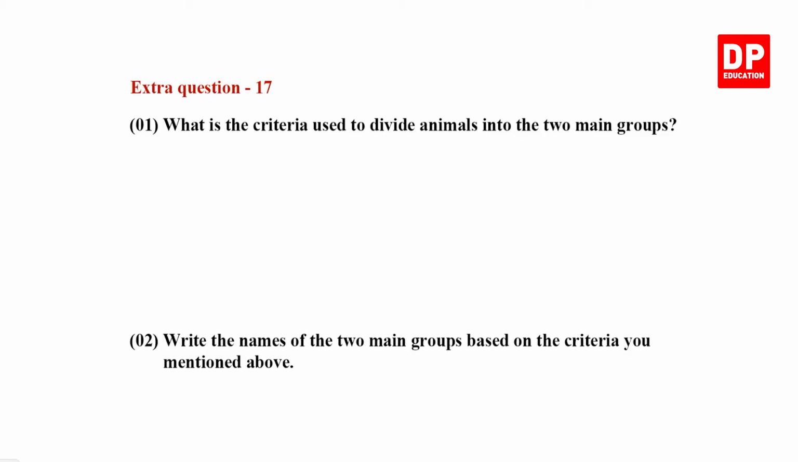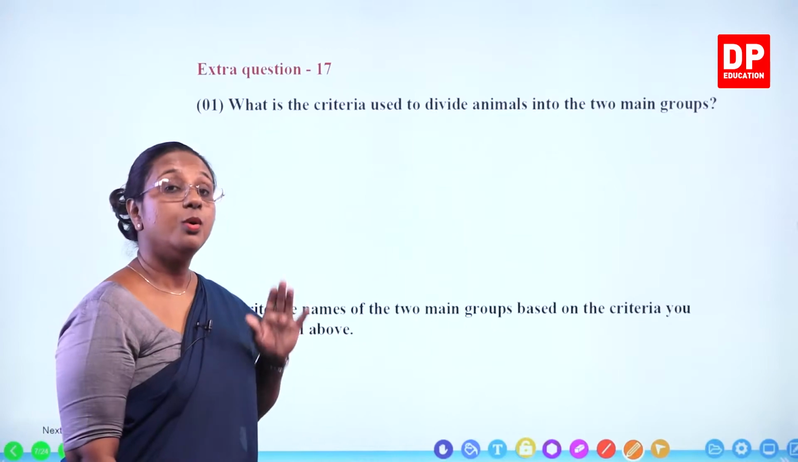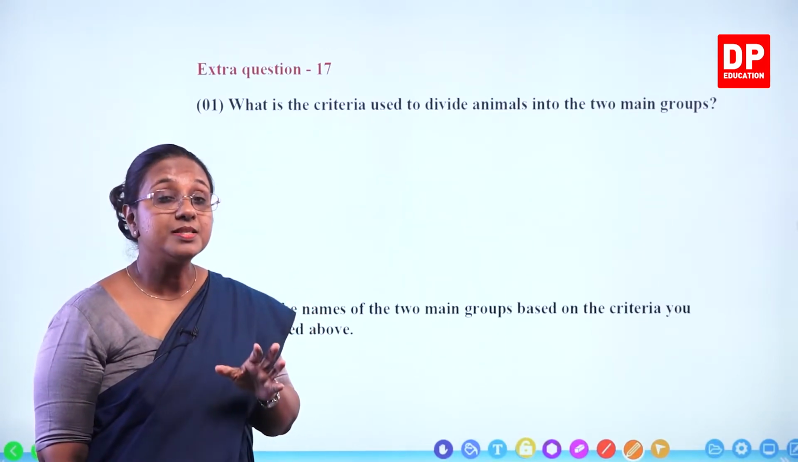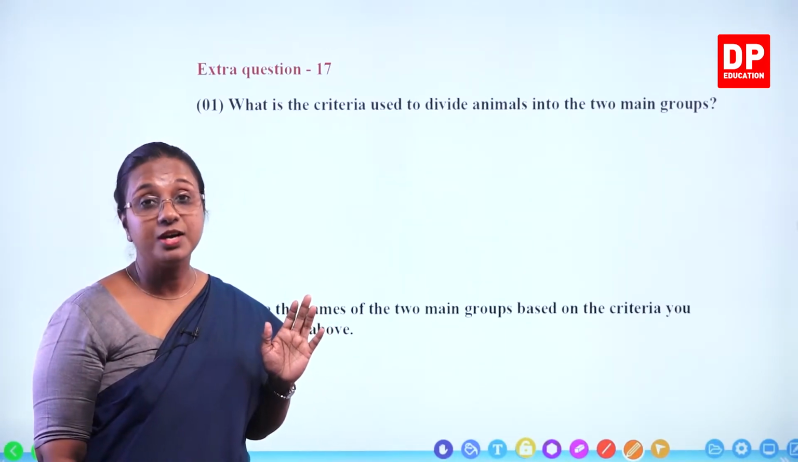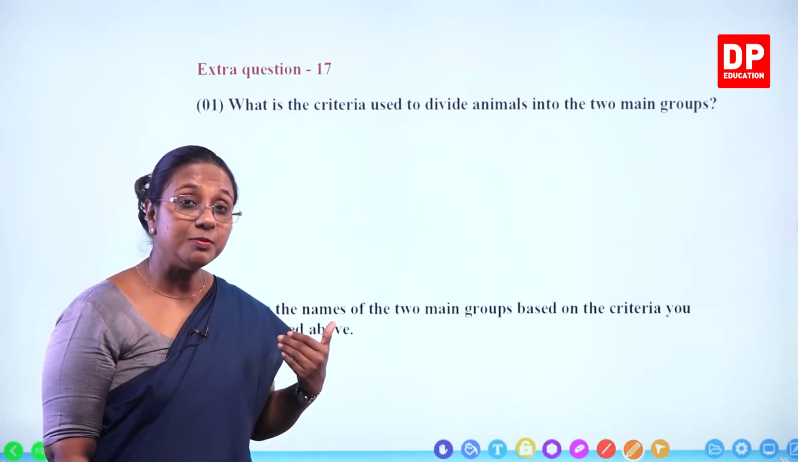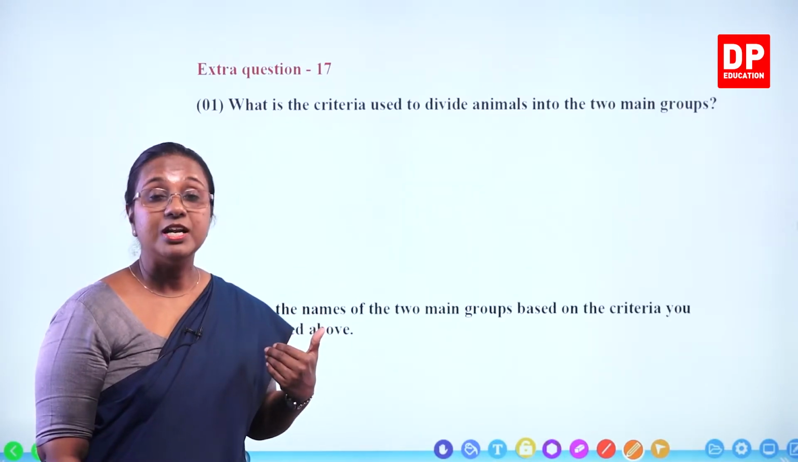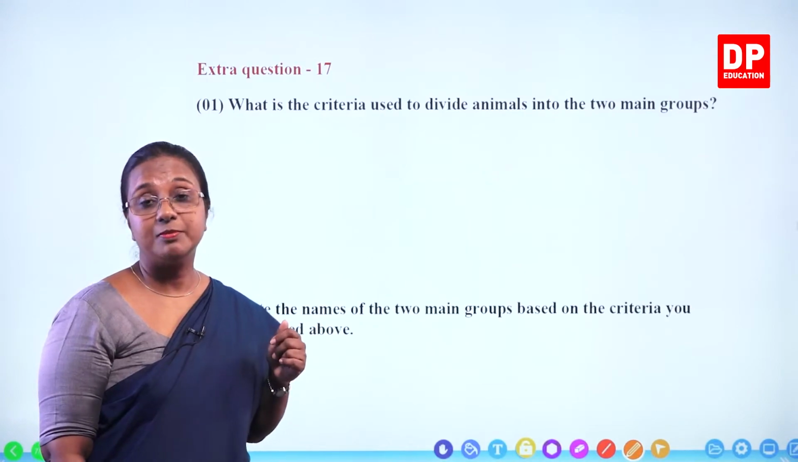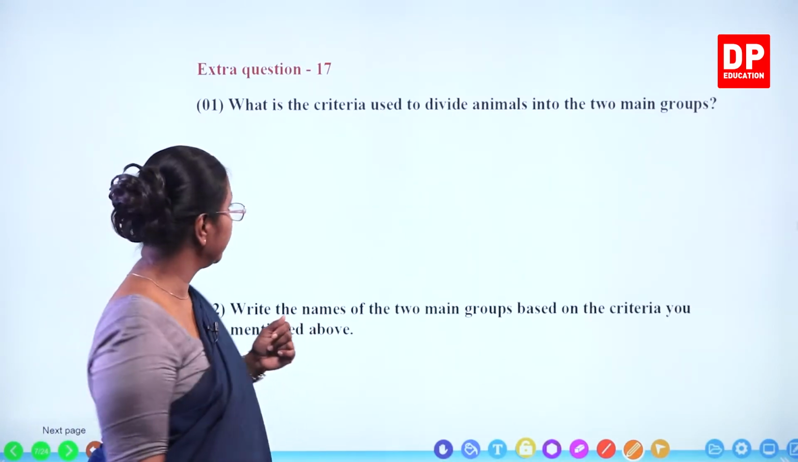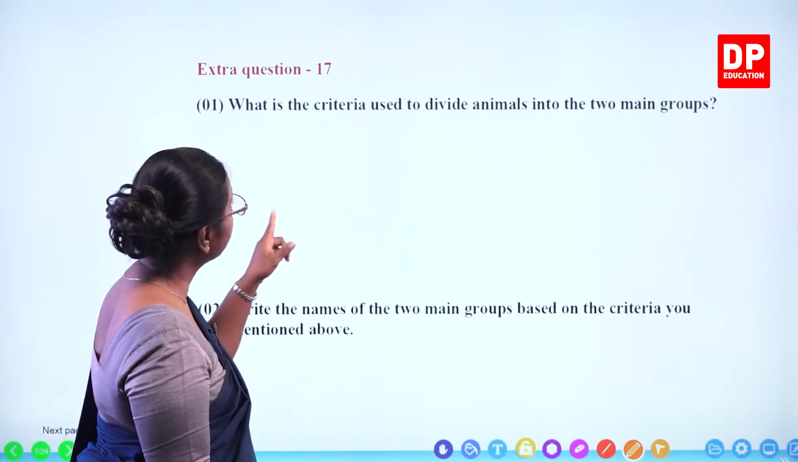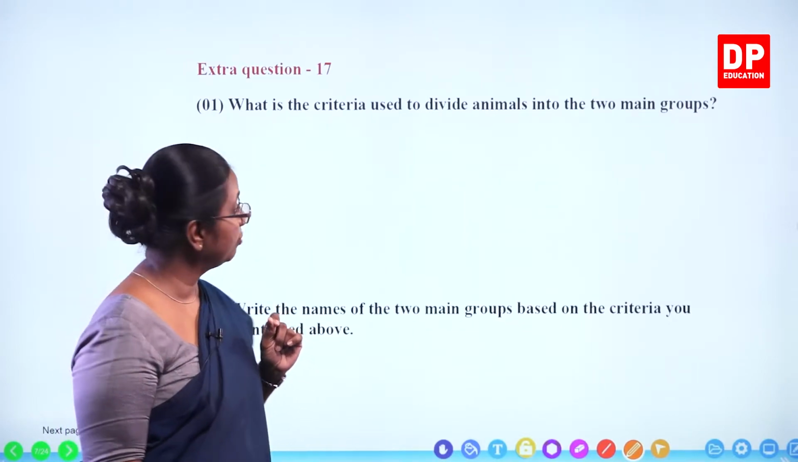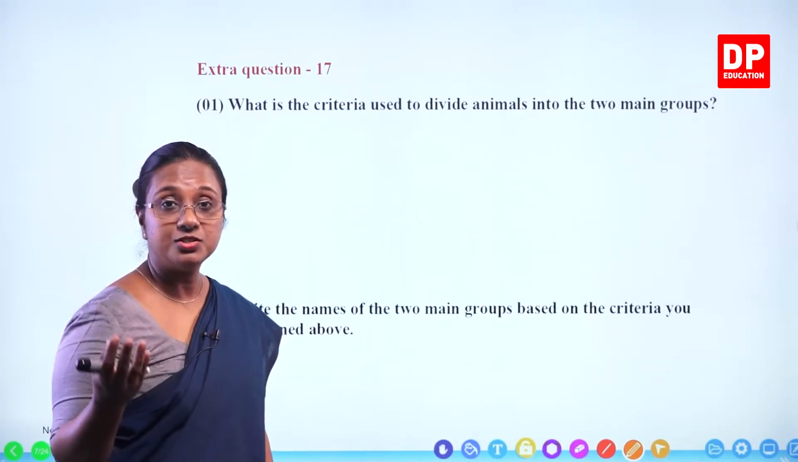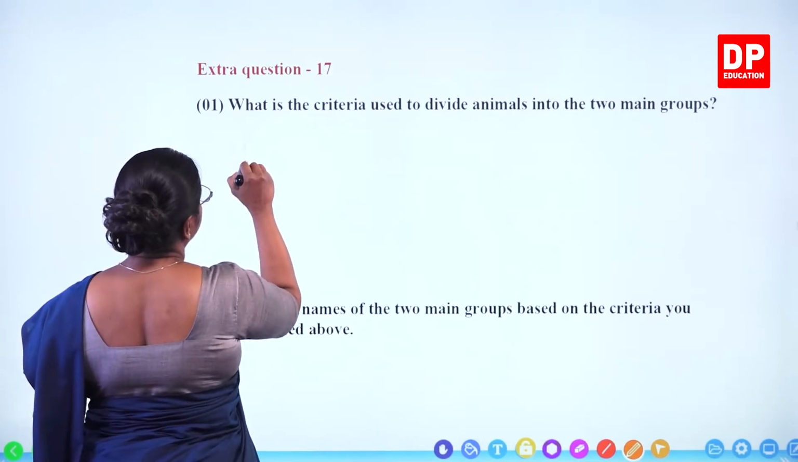What is the criteria used to divide animals into the 2 main groups? Presence or absence of vertebral column. If they have a vertebral column, we call them vertebrates. If they don't have a vertebral column, we call them invertebrates. So what is the criteria used to divide animals into the 2 main groups? It is the presence or absence of vertebral column.